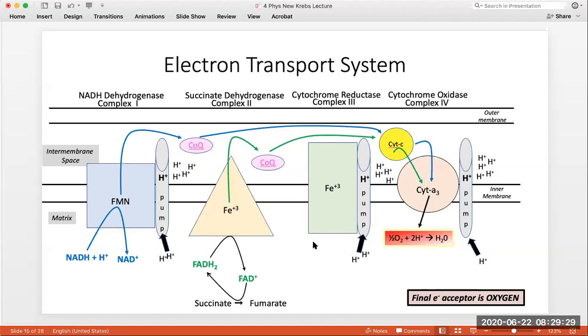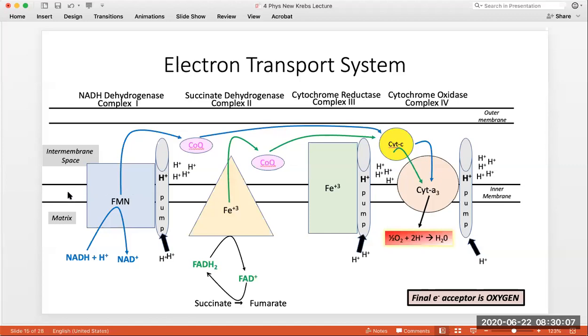So this is the entire process. Here are your 4 complexes. Here's complex 1, complex 2, complex 3, complex 4. Again, the complexes also are named based on the first enzyme involved in the reactions that take place. A complex means it's made up of multiple subunits. So complex 1 is called NADH dehydrogenase. Complex 2 is called succinate dehydrogenase. Complex 3 is cytochrome reductase. Complex 4 is cytochrome oxidase. You need to know these names.